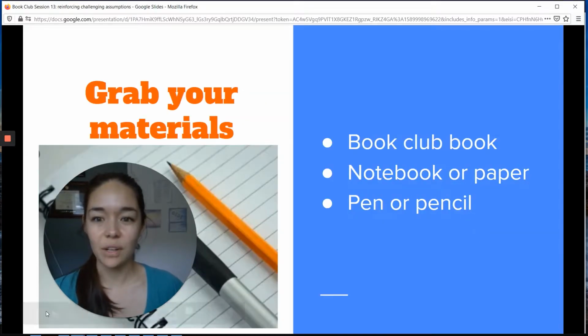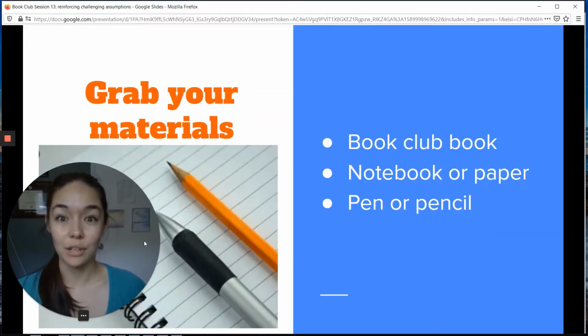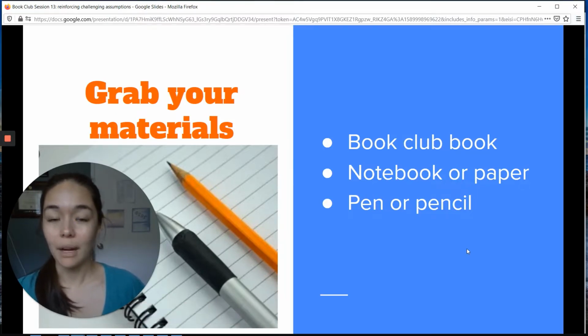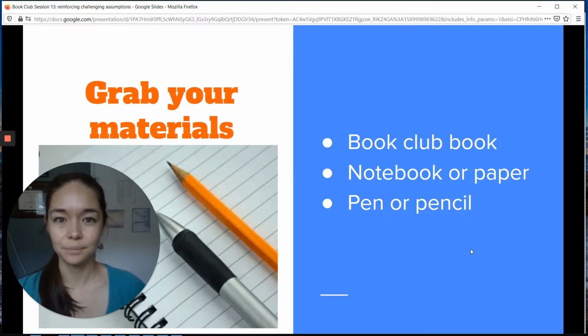So first things first, I want you to go and grab your materials. Pause the video if you need to. You're going to need your book club book, a notebook or paper, and a pen or pencil. It can literally just be a scrap of paper. So pause the video now, grab that stuff, and then come back. Okay, you ready to go?